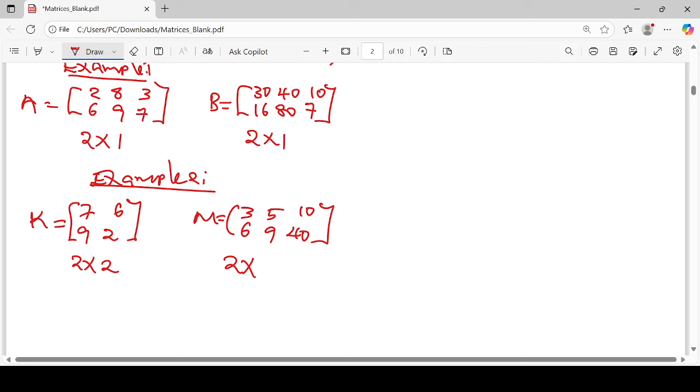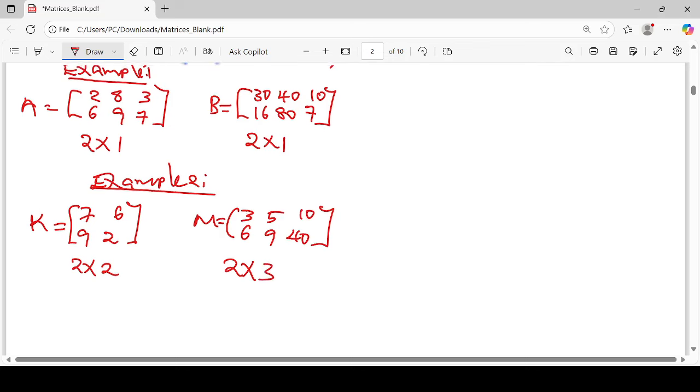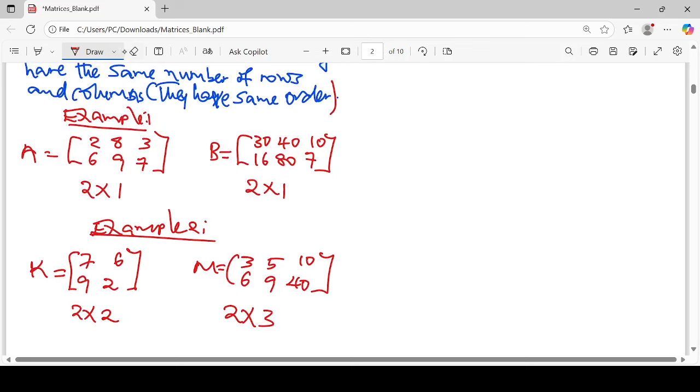Oh, sorry. Let's just have a look at the first case here. These matrices should be 2 by 3 matrix, not a 2 by 1 matrix. The number of columns are 3. Apologies for that. Okay, but again you can see in my example 1, both matrix A and matrix B have the same order. That is 2 by 3 matrix.